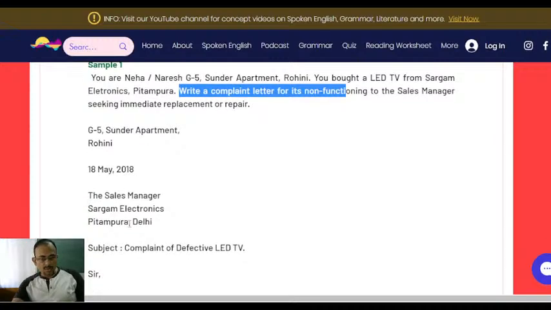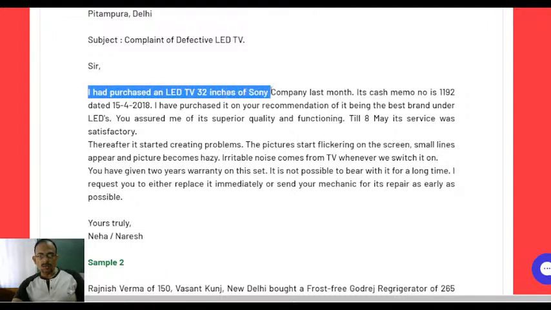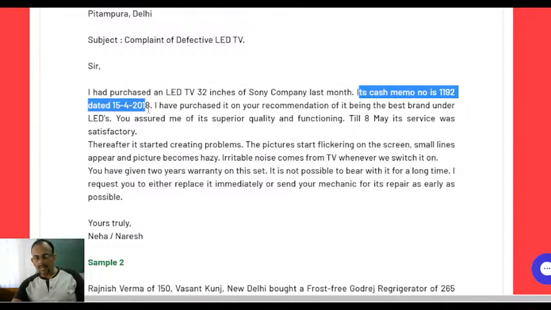So dear students, you can see here what kind of problem they describe. Let's find out. I had purchased an LED TV 32 inches of Sony last month. Its cash memo number is 1192. Nowadays don't write cash memo, you write invoice number. You can write the date of the invoice, or if you just write the invoice number, the date is also mentioned in the invoice, so the date is not required, right?